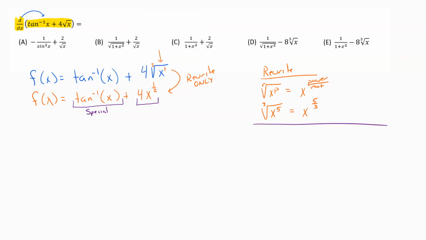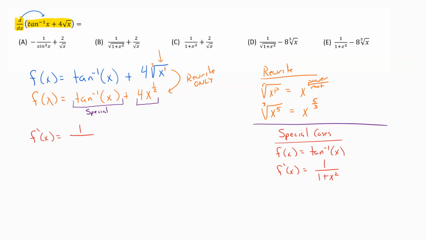If you don't have it memorized, you're never going to guess it in the middle of a test. So you've got to get a whole bunch of special cases memorized before you take this test, and inverse tangent is one of them. If my function is inverse tangent of x, then the derivative of inverse tangent of x is 1 over 1 plus x squared. If you know it, this is a super easy derivative. If you don't, you're probably not going to guess it. So the first thing we do is take that special case derivative, which is 1 over 1 plus x squared.